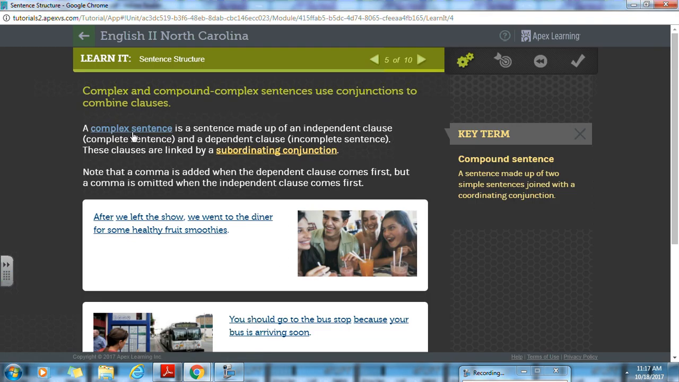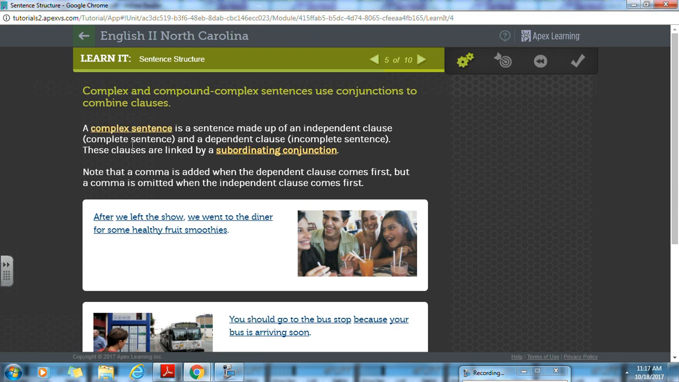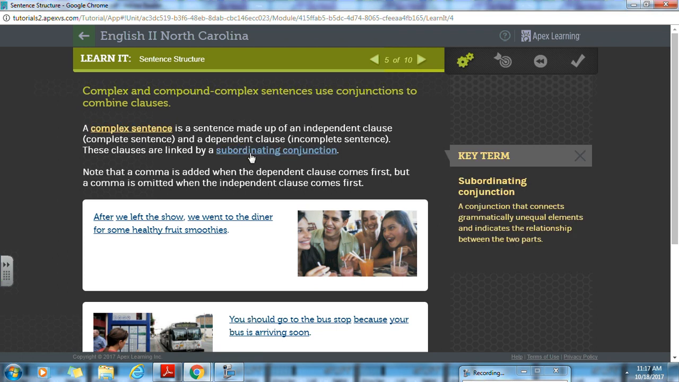A complex sentence is made up of a simple sentence that has a dependent clause or subordinating conjunction. A subordinating conjunction is a conjunction that connects unequal elements and indicates the relationship between 2 parts. You've used them all the time, words like when, because, after, as soon as, even though. Now you're just learning what the actual type of sentence is called.